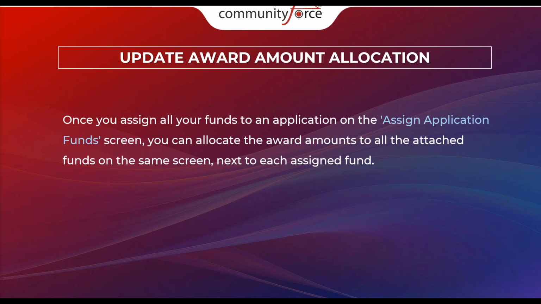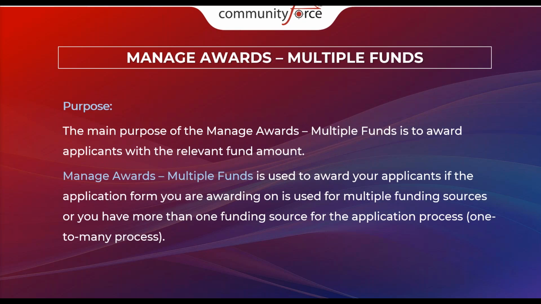So now that brings us to, you've got everything set up, you know everything looks good, I'm ready to award. So to manage your awards in a one-to-many application fund, you're going to use the Manage Awards Multiple Funds. That's where you're going to see your applicants and all the awards that they've been matched to, all those different funding sources that they've been matched to, and then you can award based on each individual funding source. So I'm going to go back to the site here.